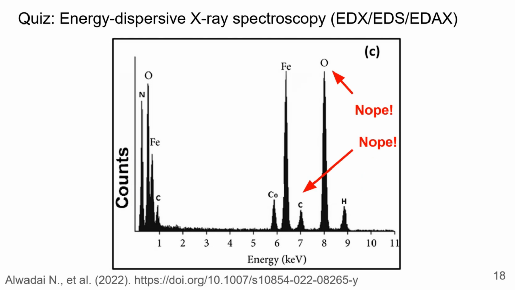Also, carbon and oxygen will only ever have one peak. For carbon, that peak will be around 270 eV, and for oxygen, that peak will be around 500 eV. That peak will only ever occur there. So the fact that we're seeing multiple carbon and oxygen peaks in the spectrum is a problem, but especially the fact that we're seeing them at 7,000 and 8,000 eV. That's just never going to happen.